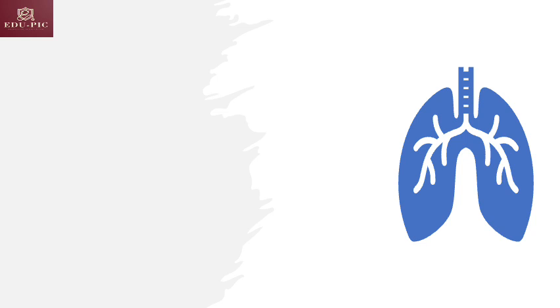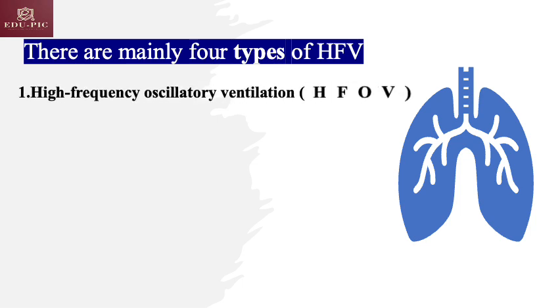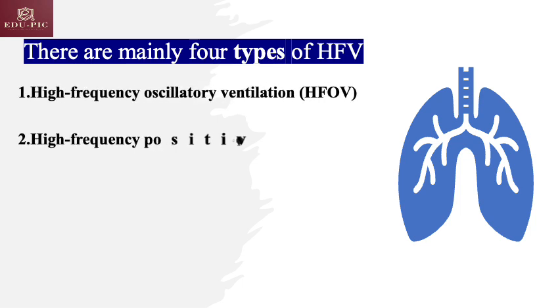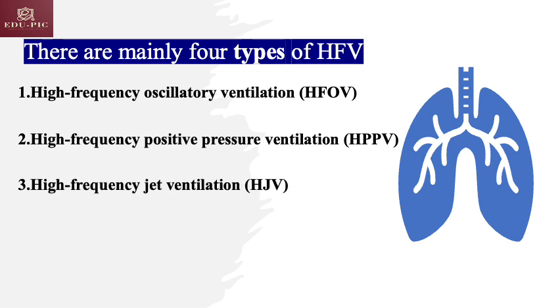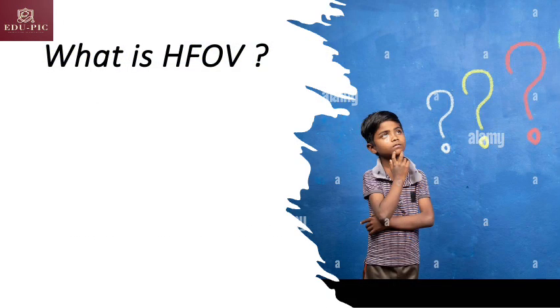There are four types of high frequency ventilation: high frequency oscillatory ventilation, high frequency positive pressure ventilation, high frequency jet ventilation, and finally high frequency percussive ventilation. So let's think together, what is high frequency oscillatory ventilation?